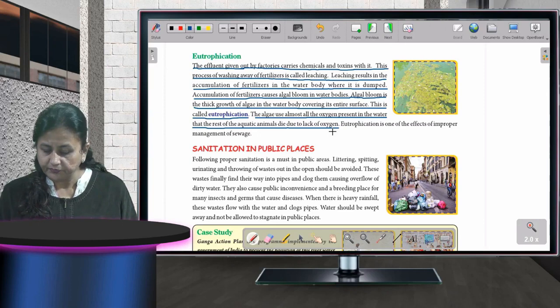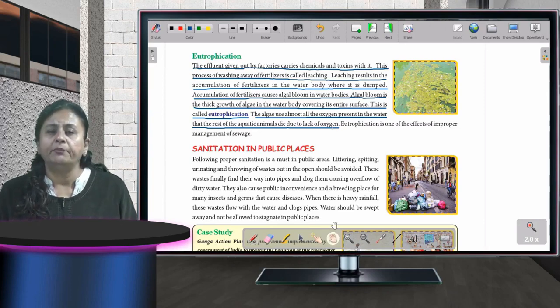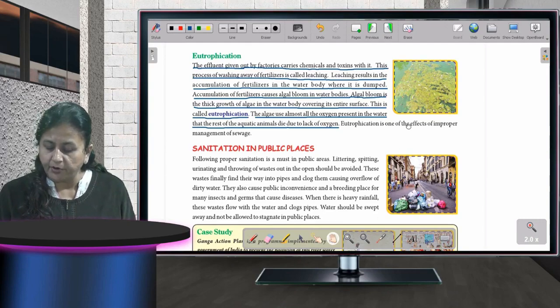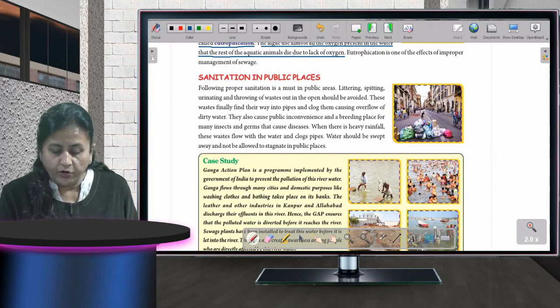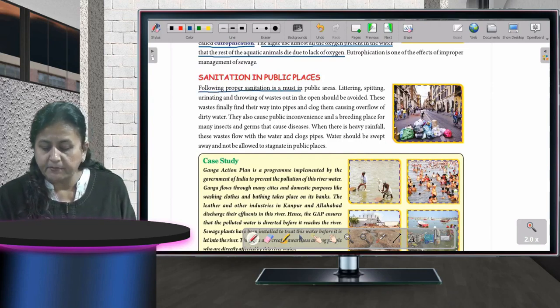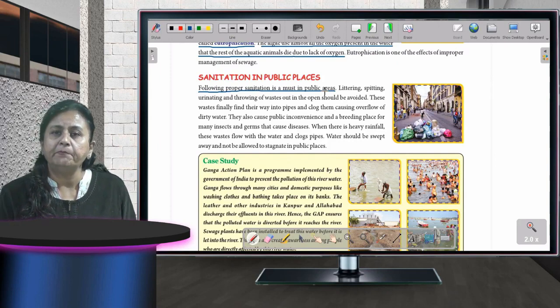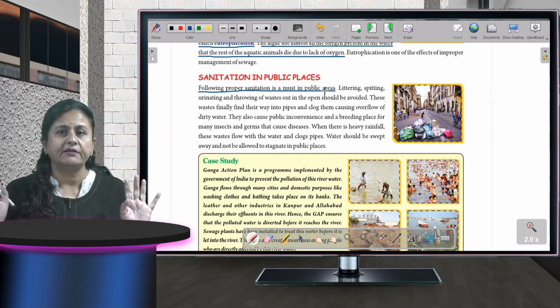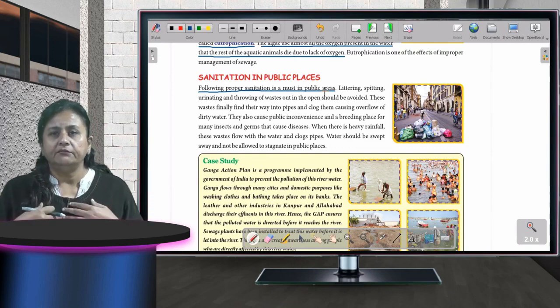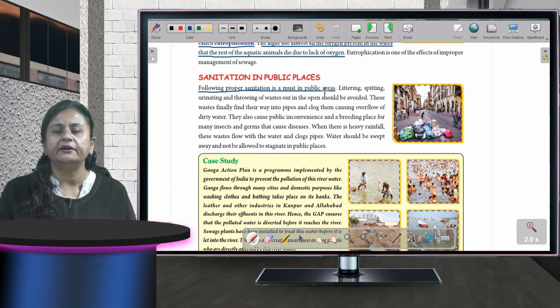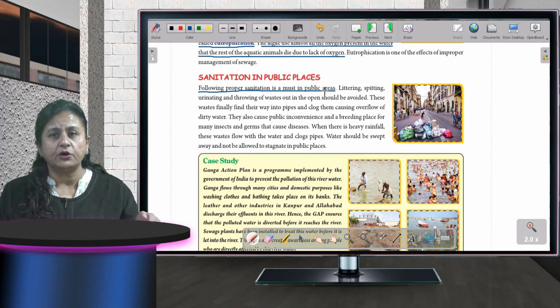Fine, children. Now a very common problem, sanitation in public places. Okay, this is very important, children. Following proper sanitation is a must in public areas, but we people are least bothered. Hamara ghar saaf, baki jaye sab kuch bekar. Okay, our homes are clean, that is all we are worried about. We throw all our garbage outside our house, making the entire society dirty, making our surroundings dirty.